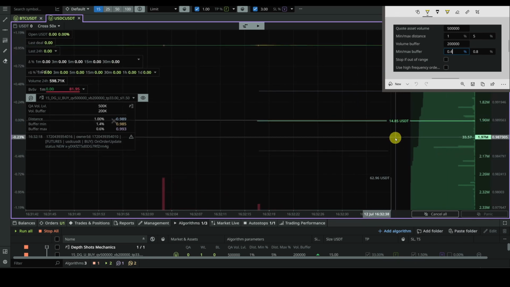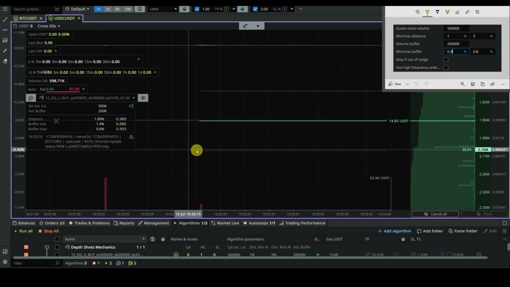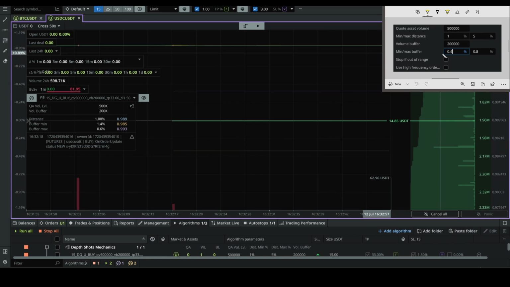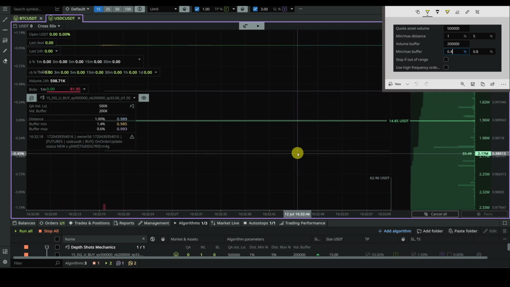So the volume buffer would have been plus 100K, and it's sitting somewhere inside this wall, but this wall is closer than 0.4. Now we have both of them going based off of the minimum buffer setting, but the setting is referring to both buffers, the upper one and the lower one.